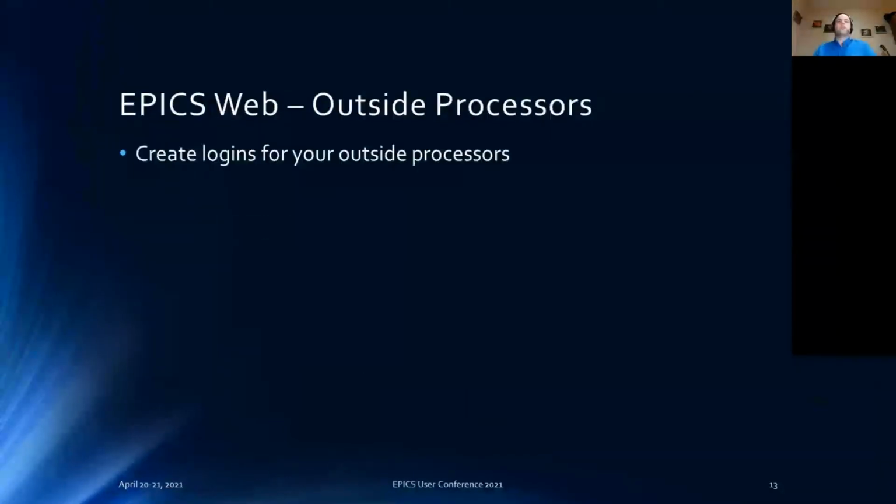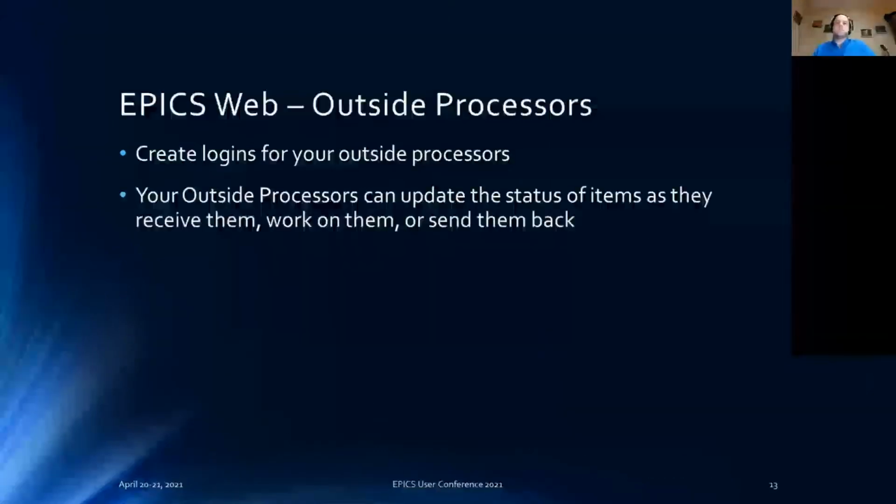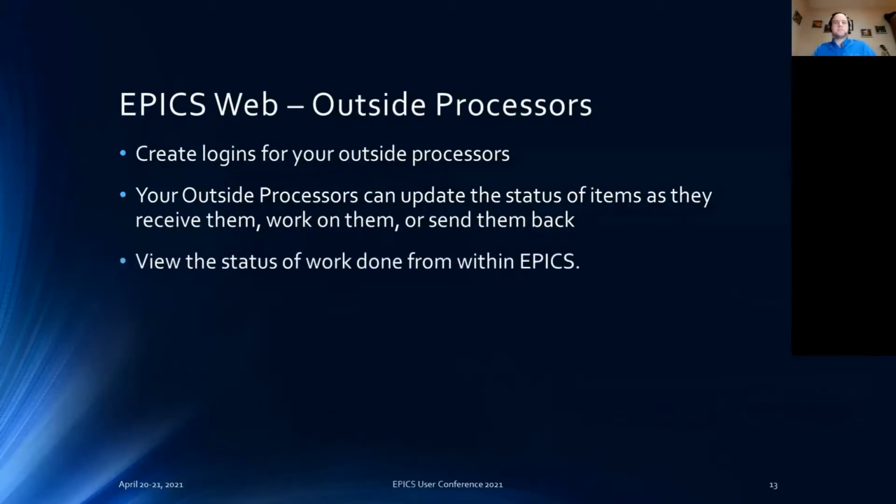The other feature is for outside processors, and this is something that is almost ready, but we do not quite have it in beta testing yet. So the way this will work is that you'll create logins for your outside processors. Then your outside processors can update the status of items as they receive them, and then as they work on them, and then as they send them back. And so you can then get more granular details about what the status of orders at outside processors is.